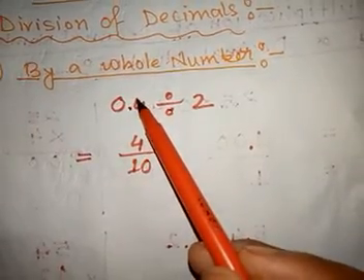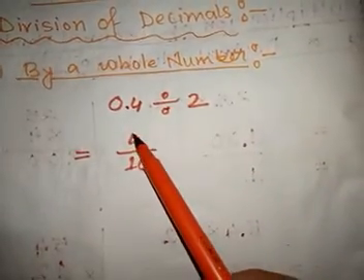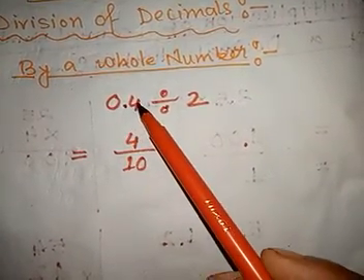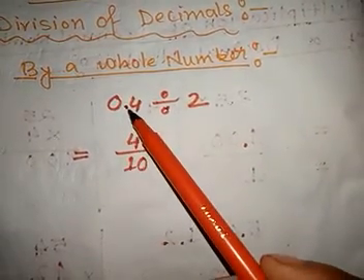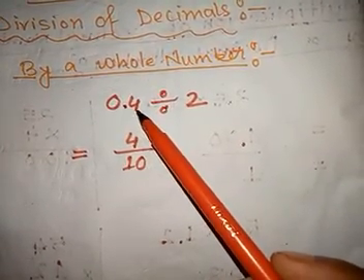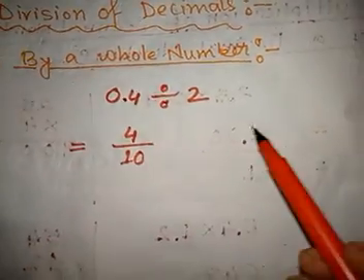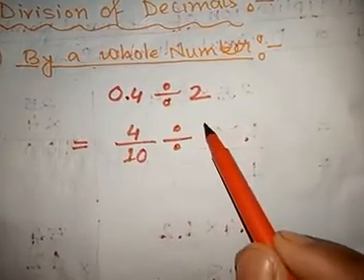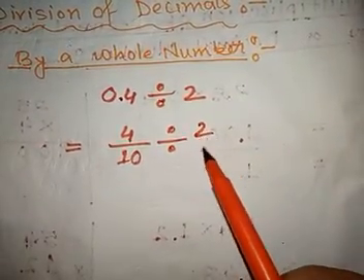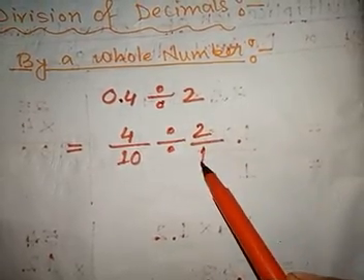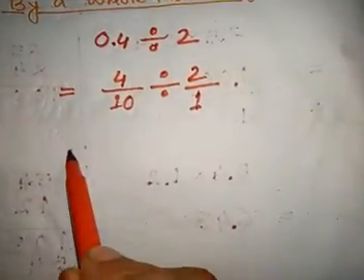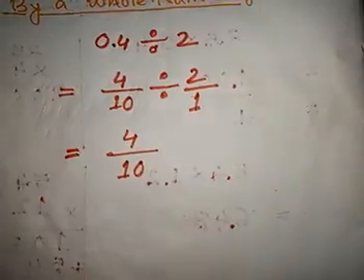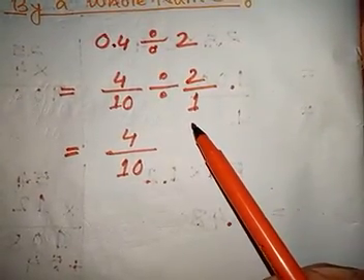As the decimal is before 1 digit, it is 4 by 10. That means we have to write the decimal as a fraction. So it will be 4 divided by 10. This way we can remove the decimal. The first thing is you have to remove the decimal this way. Now the division: here it is 2, and nothing means you can give 1, so 0.4 divided by 2 equals 4 by 10 divided by 2 by 1.